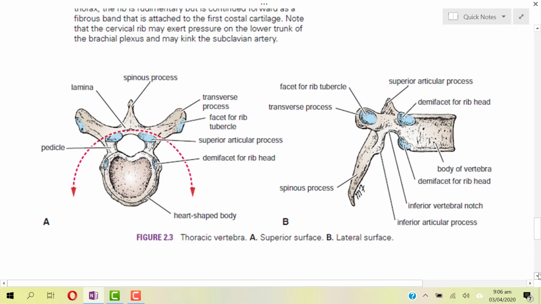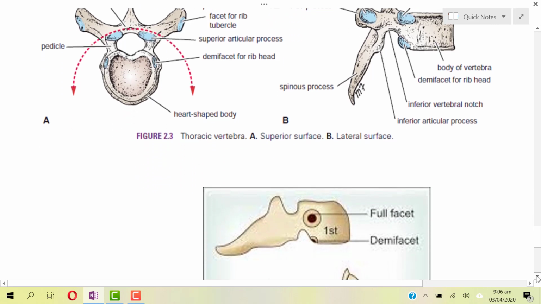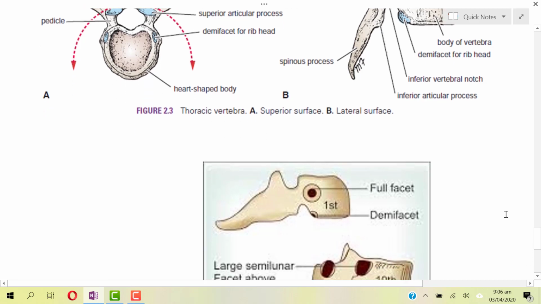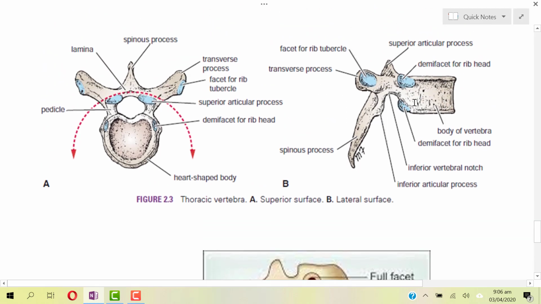Now I will tell you which vertebrae are typical thoracic vertebrae and which are atypical. Second vertebra, third, fourth, fifth, sixth, seventh, and eighth: from the second to the eighth thoracic vertebra, they are typical. But the first vertebra, then the ninth, 10th, 11th, and 12th vertebra are atypical vertebrae. See here. Now, there is one point which I have not told you. See here, there were two facets. Can you see these two facets?